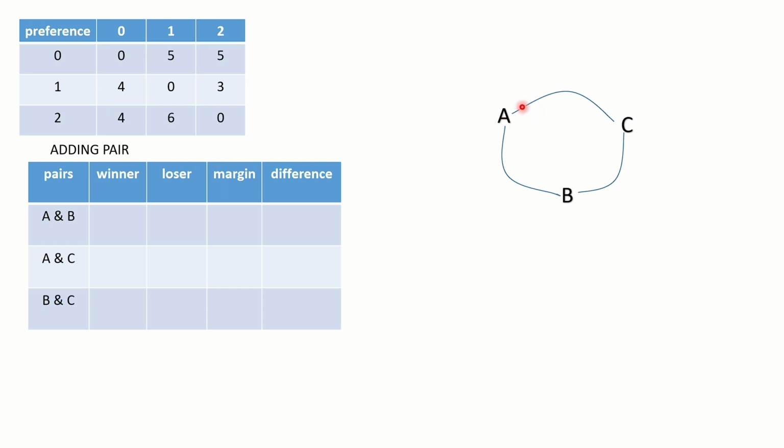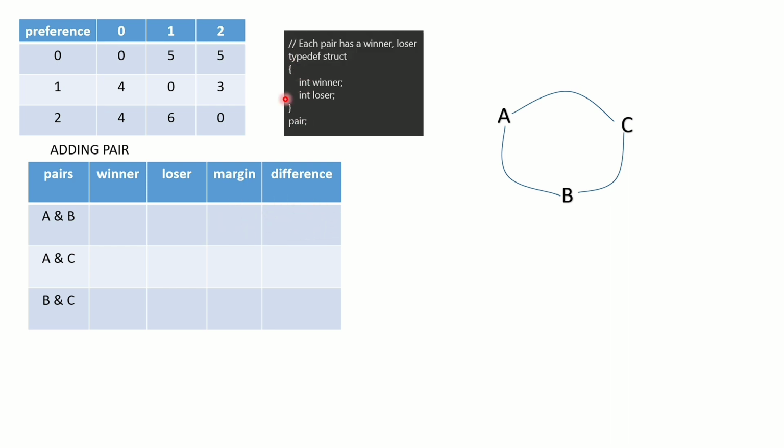And let's see, we have three pairs in this case: AB, AC, and BC. Every pair has a winner and a loser, and I will also store the margin of the victory and the difference between the margins. To add the pairs, I have defined a data type called pair, and this pair has two types of data: one is winner and the second is loser.